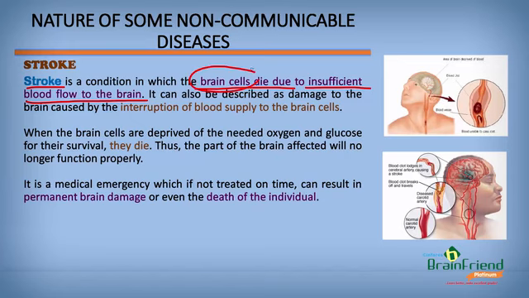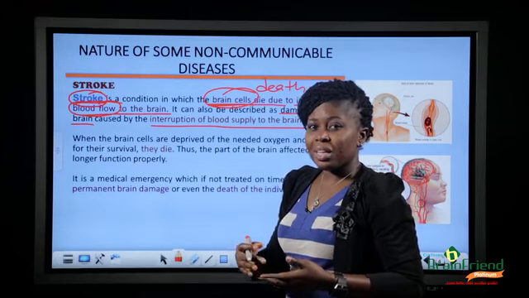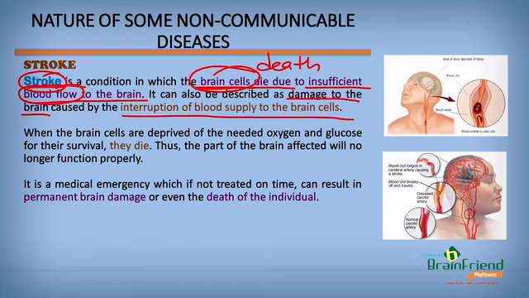Now we're saying that stroke is a condition in which the brain cells die due to what? Insufficient blood flow to the brain. So when blood does not flow sufficiently to the brain, it will lead to the death of brain cells. And when brain cells die, it leads to what? Stroke. Stroke can also be described as damage to the brain caused by the interruption of blood supply to the brain cells.